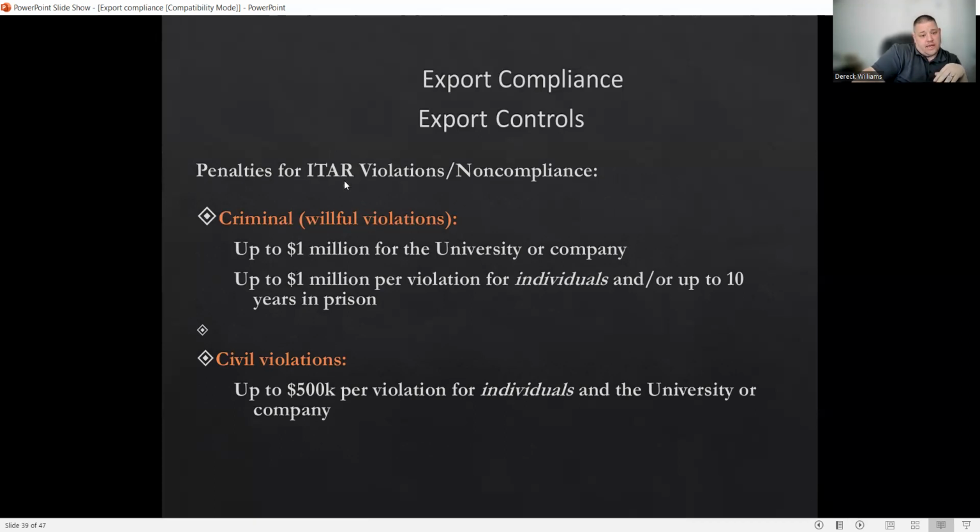ITAR, again, these are the strict ones, right? They're a little bit harder to work with, and they're going to press you harder to see if you're that willful violator, because again, they apply to defense, and their penalties are $1 million for the university, which is the same as EAR, and up to $1 million per violation for the individual, as well as that 10 years in prison. Civil violations there can be $500,000 per violation for individuals and the university or company.